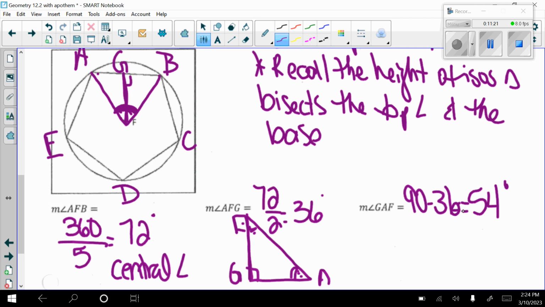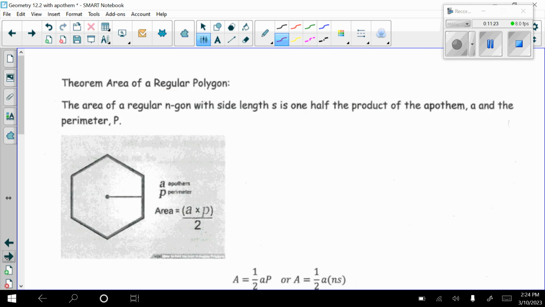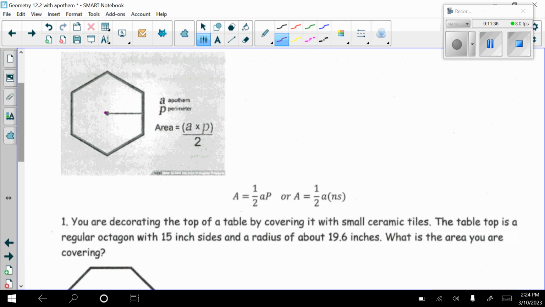So now we're going to learn how we use the apothem in finding area. The theorem for the area of a regular polygon: the area of a regular polygon with side length S is 1/2 the product of the apothem A and the perimeter P. So again, the apothem is the perpendicular, it's the height of that isosceles triangle, but it's from the center of your polygon to the midpoint of any side. And so this is our formula, 1/2 the apothem times the perimeter, or the perimeter is also known as the number of sides times the length of the side.